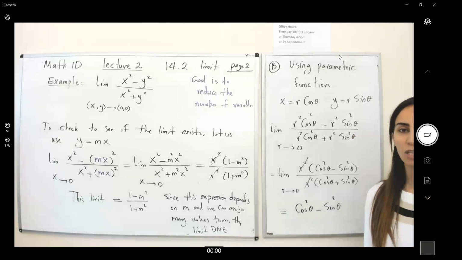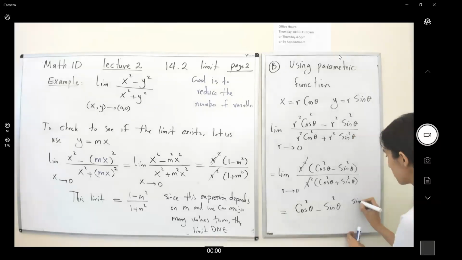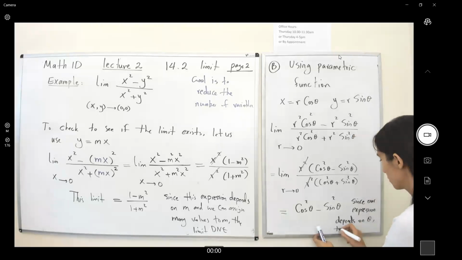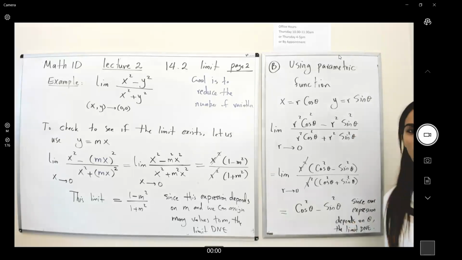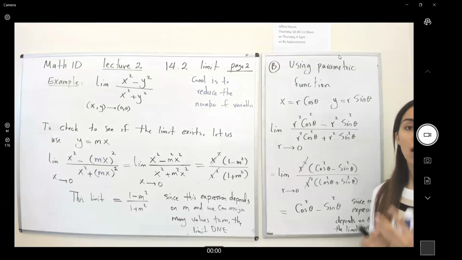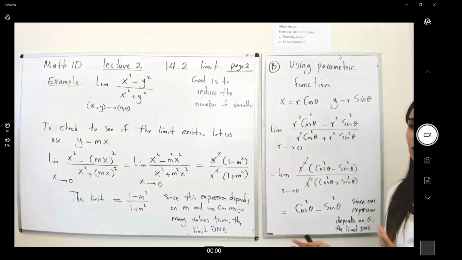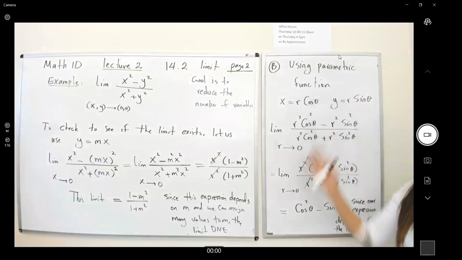You have an expression depending on a new variable. So since our expression depends on theta, the limit does not exist. Why is that? It contradicts the uniqueness of the limit. I can select theta to be an angle, you can select theta to be a different angle, so we get different values for the limit of this function, and the limit doesn't exist.